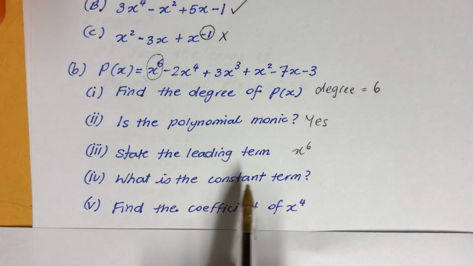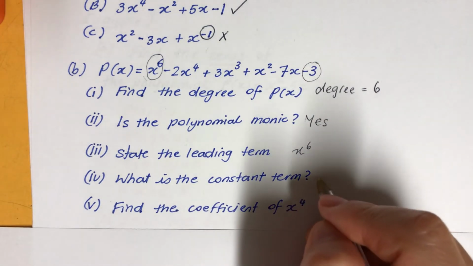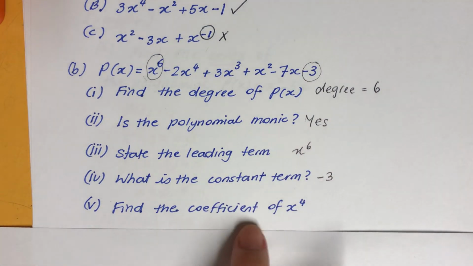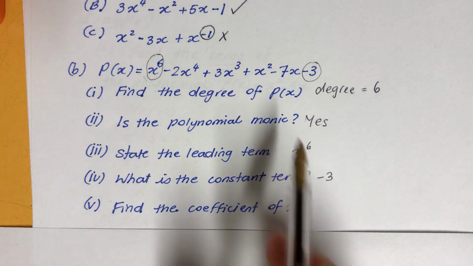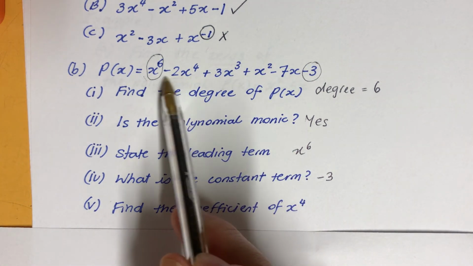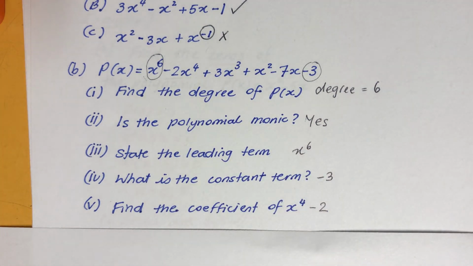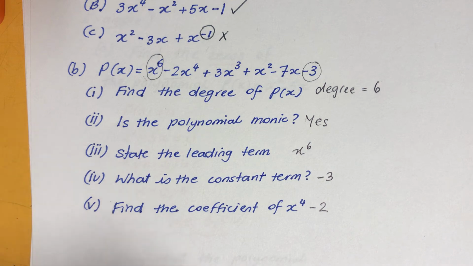And what is the constant term? At the end, that would be minus 3. Find the coefficient of x to the power 4. X to the power 4, the coefficient is minus 2. Yep, that wasn't too bad. That was easy. Okay, go to the next one.